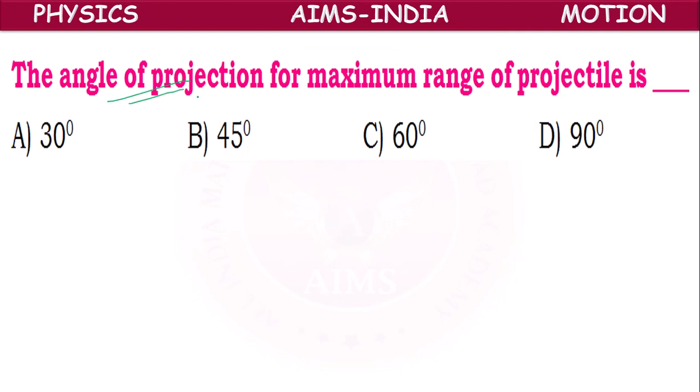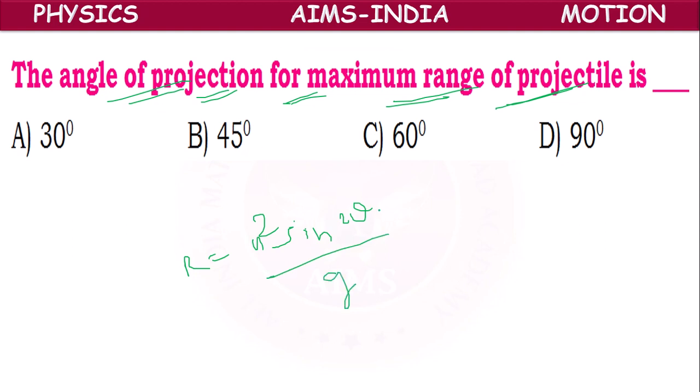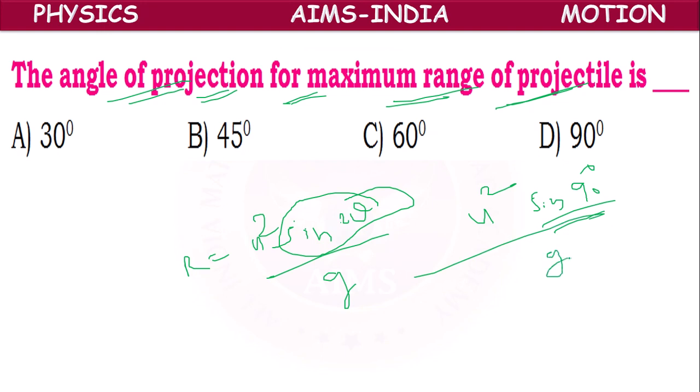So next, the angle of projection for maximum range of projectile. Range formula, U square sin 2 theta by g. For maximum range, sin 2 theta value has to be 1, which is sin 90 degrees. Sin 90 degrees value is 1. Means 2 theta is 90 degrees, theta is 45 degrees. So answer option B.